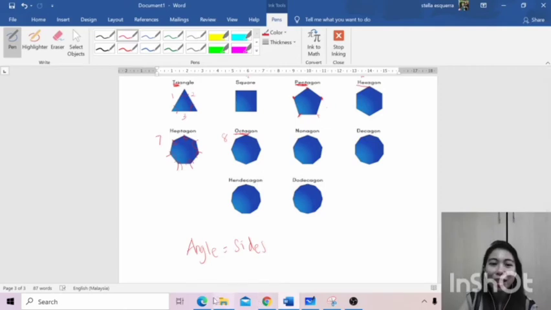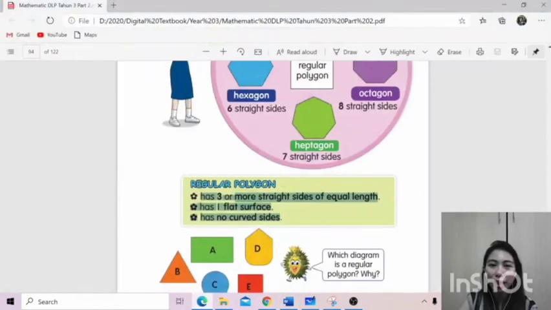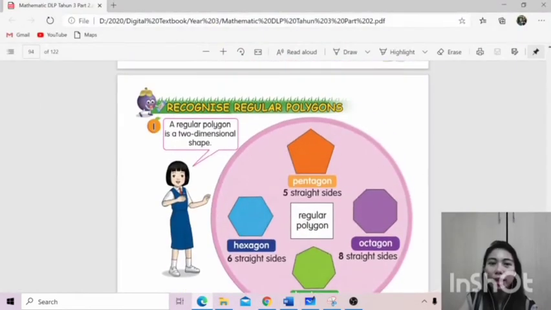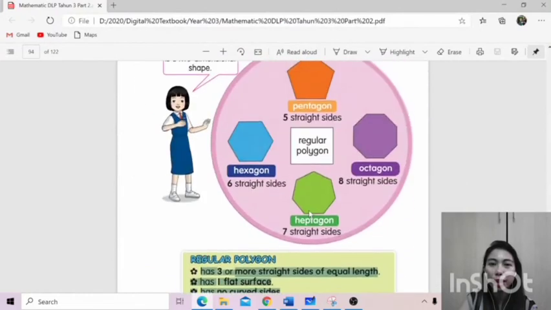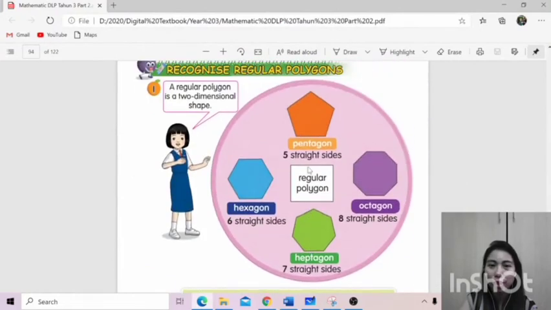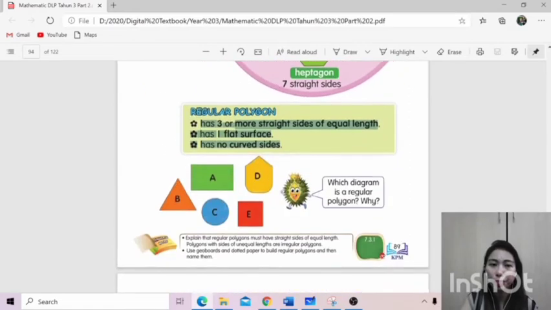Let us look at your textbook. Here, page 89. Pentagon has 5 straight sides. All of them are straight. If it is curved, then it's not a polygon. It's different. Circle, semicircle, and love shape are not polygons. But pentagon, hexagon, heptagon, octagon depend on how many sides and also angles.